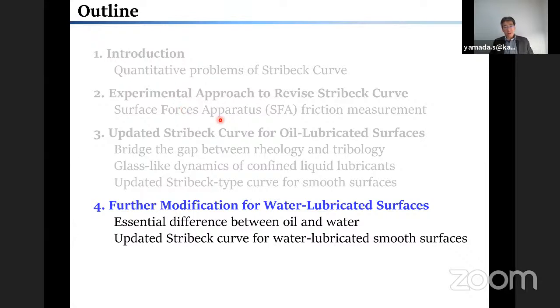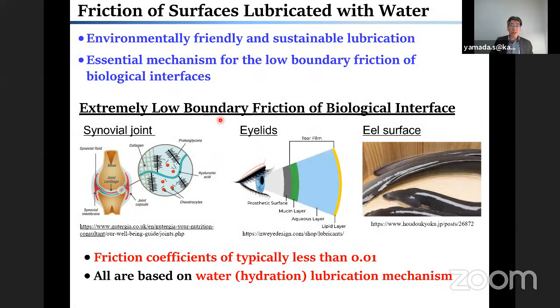Now, finally, I will briefly talk about the very different behavior of water-based lubrication. Water-based lubrication has received considerable attention for these decades because of its environmentally friendly and sustainable benefits. In addition, water-based lubrication is a fundamental mechanism of biological friction interfaces. This very low friction is based on water-based lubrication.